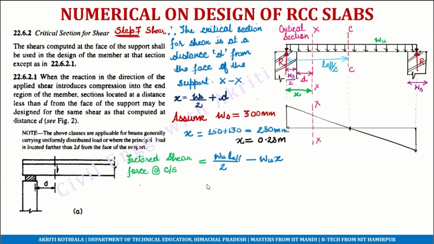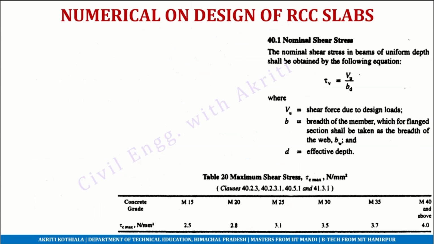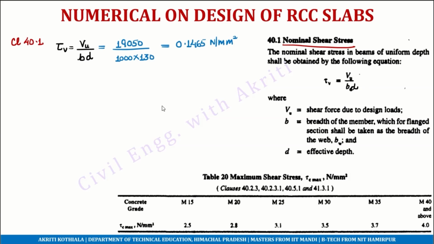Now substituting all these values in the equation here, we get VU at the critical section as 19050 Newton. This is the value of shear force at the critical section. Now the next part will be to calculate the nominal shear stress using clause 40.1. From clause 40.1 we know that nominal shear stress tau B is equal to VU upon BD, where VU is at the critical section. Substituting the values, we obtain the nominal shear stress as 0.1465 Newton per millimeter square. So this is the nominal shear stress.